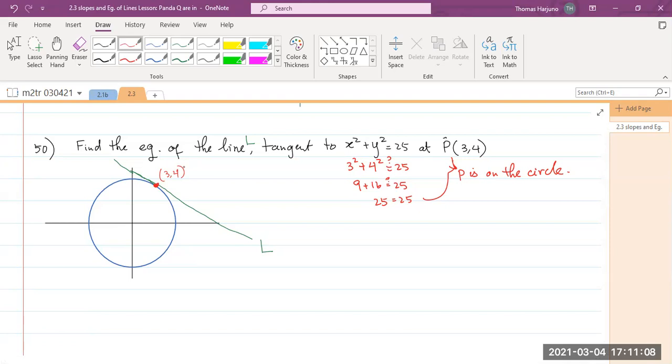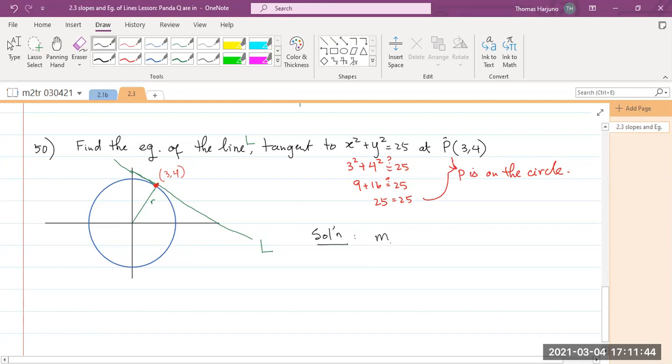From geometry, we learn something. Any line that is tangent to a circle must be perpendicular to the radius. Which means if I can find the slope of this radius, then I will be able to find the slope of that line. Okay, the slope of the radius, solution.